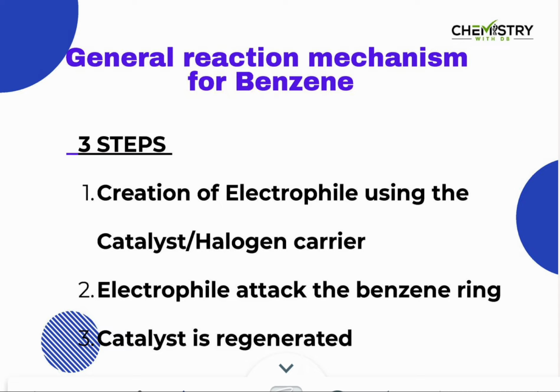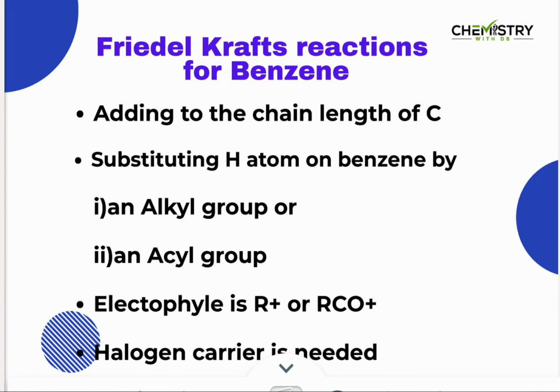So the first step is creation of the electrophile. Then in the second step the electrophile attacks, and in the third step the catalyst or the halogen carrier is regenerated. Now what are Friedel-Crafts reactions?